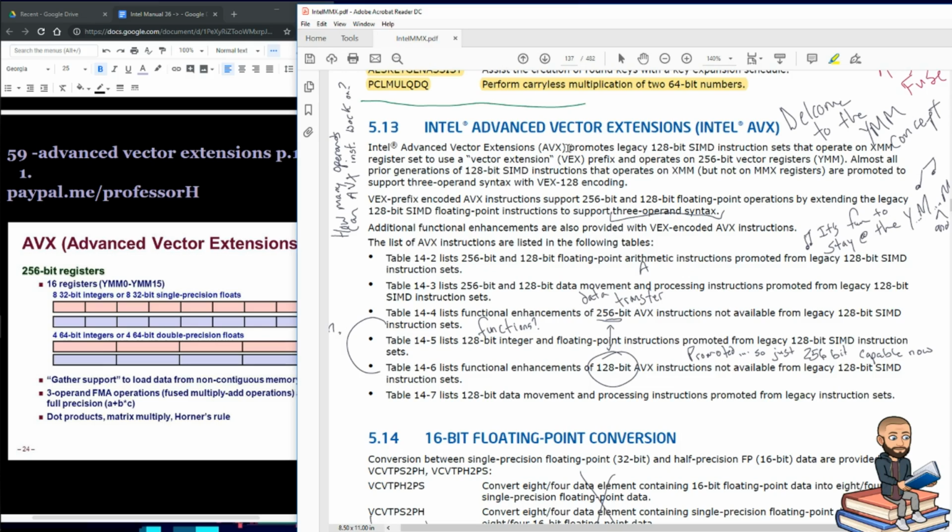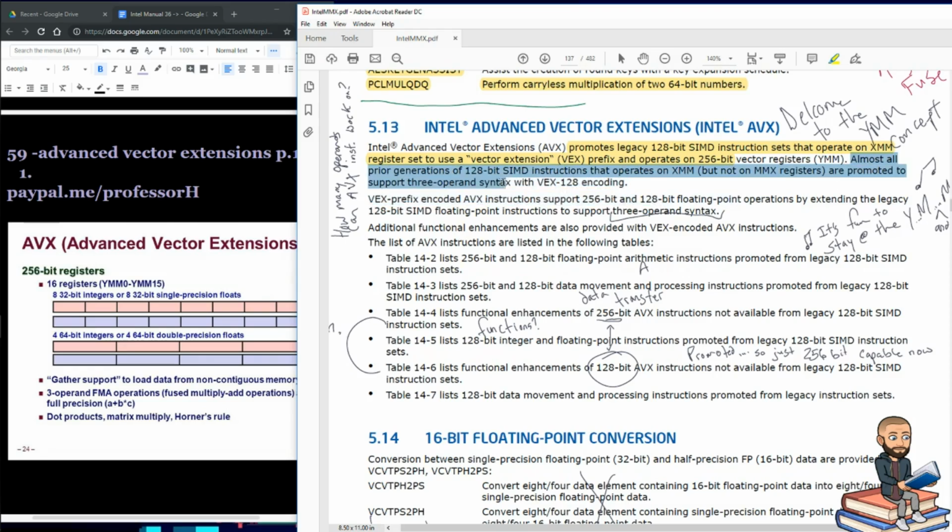And in Intel lingo, they say this is a promotion, so it promotes the legacy 128-bit SIMD instruction sets that operate on those XMM. The promotion will allow us to use the vector extension, VEX prefix. So instead of limiting XMM, we can expand it out to 256. So these are not separate registers. I had that confusion when I first started learning about this stuff. This is just like the extension to that old register.